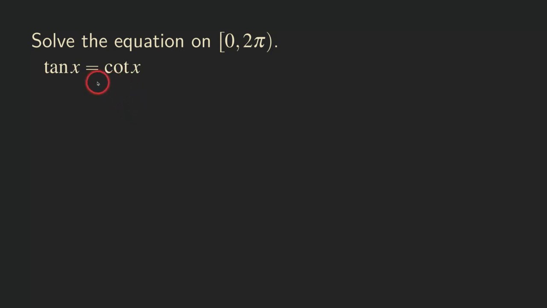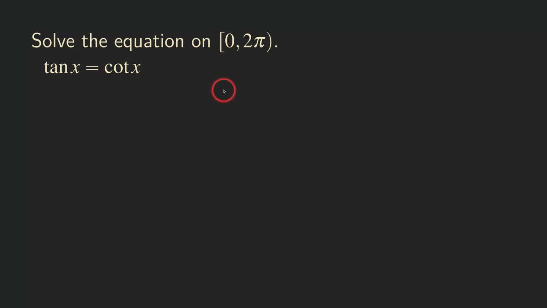In this case, we choose to turn the cotangent function into the tangent function so that the whole equation involves just tangent. Of course, you can also turn the tangent into sine over cosine and the cotangent into cosine over sine, and then work with the sine and cosine functions. But in this case, it's more convenient to just convert the cotangent into a tangent.